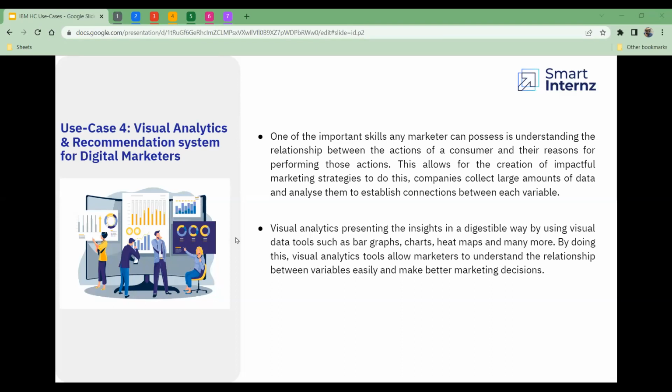Based on the analysis, they will understand the customer: how the customer is reacting, how the customer is performing actions, and all. Based on that, they can implement their marketing strategies. So that's how we can help them.